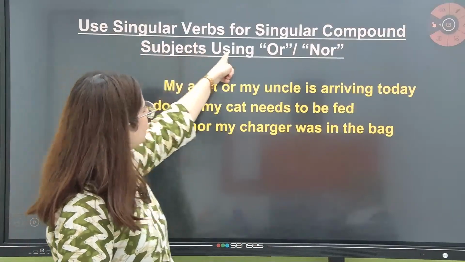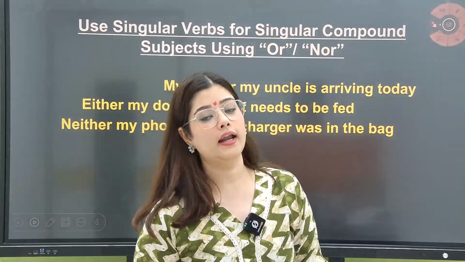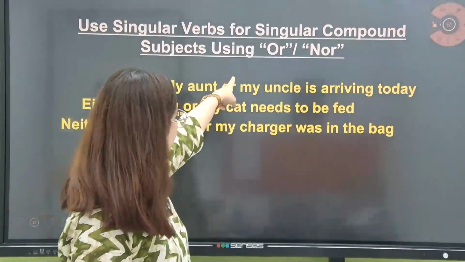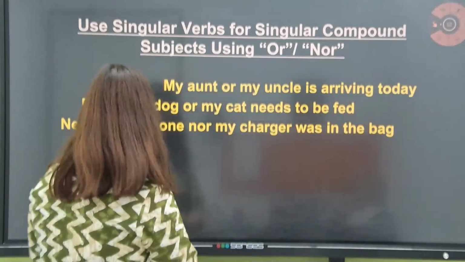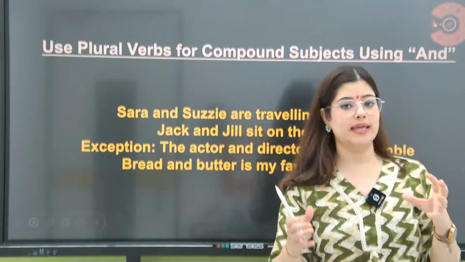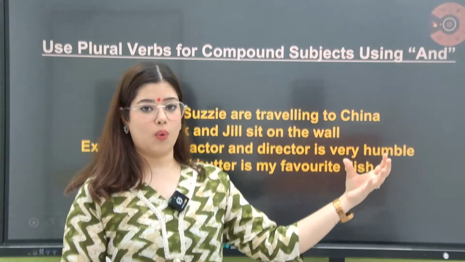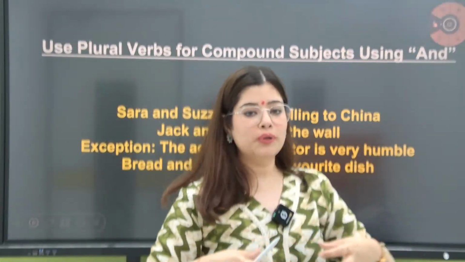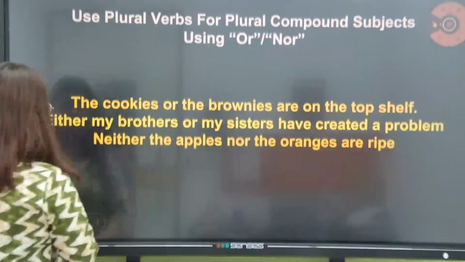Use singular verbs for singular compound subjects using or and nor. If two singular subjects are connected by or, either or, neither nor, we use a singular verb form. Use plural verbs for compound subjects using and, right? Because when you use and, one singular subject and a second singular subject cumulatively become a plural subject. So we will use a plural verb form.